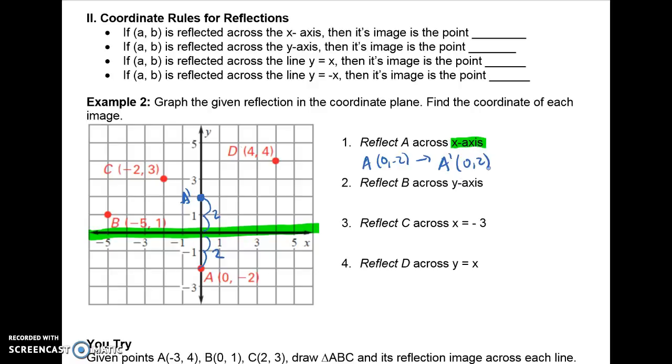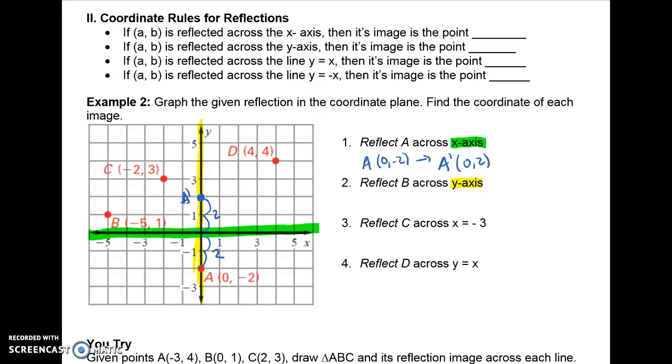Identify the line of reflection, count, and flip, okay? So if we take a look at B, number 2, I want to take B and reflect it across the y-axis, and I'm going to highlight the y-axis here in yellow. So this is my y-axis, all right? And again, I want to go towards that line of reflection and then flip it over.